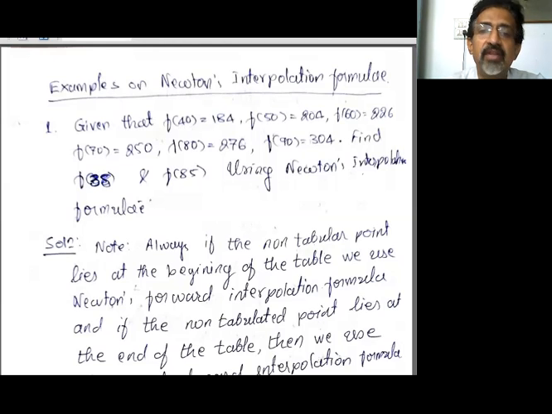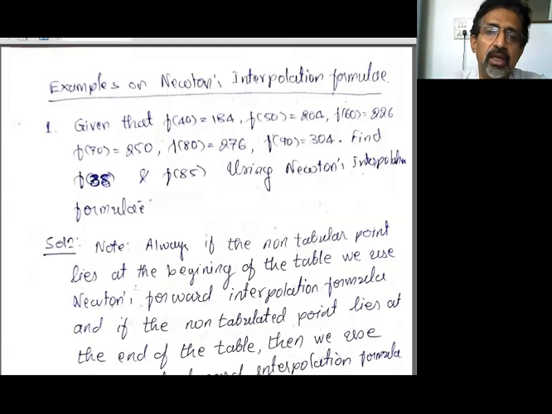The second one is 85. I have to find the value at x equal to 85. If you look at the table, the last value is f of 90, the value of the function at x equal to 90. That means you are required to find the value when x is at the end of the table. So that's why I have considered both the cases here.